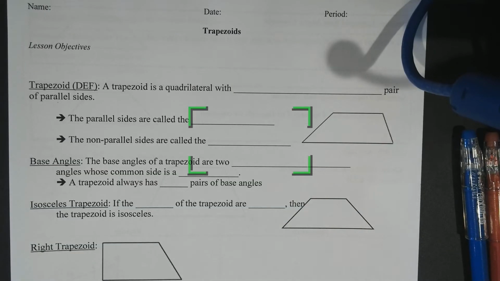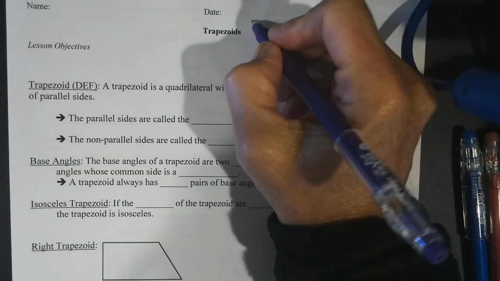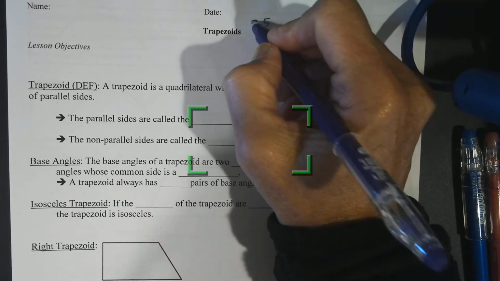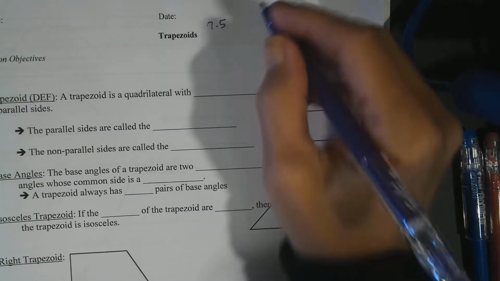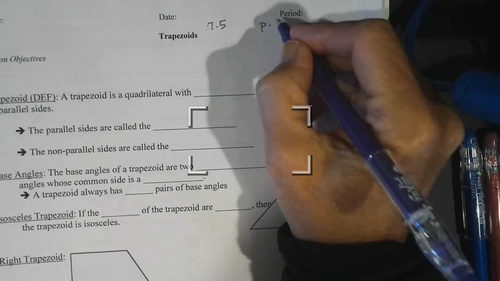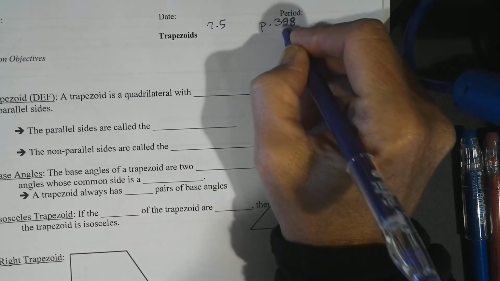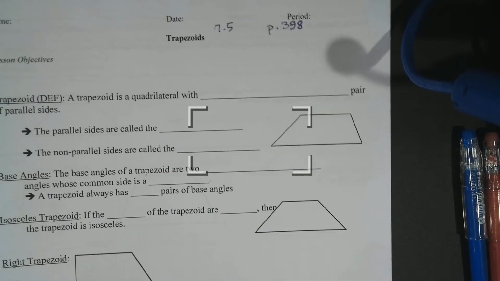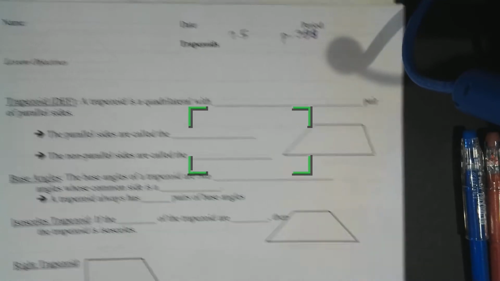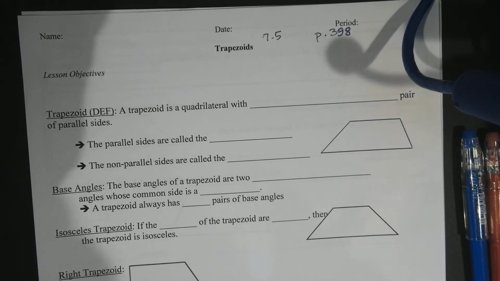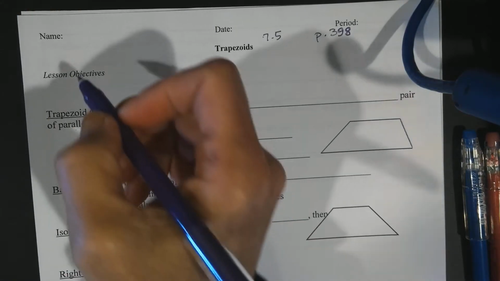So starting off, this is section 7.5 in Big Ideas. If you want to follow along, it starts at page 398. So there's other information and more examples there. Get my camera to lock.